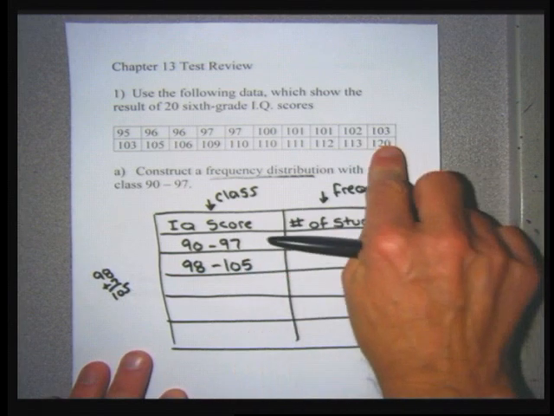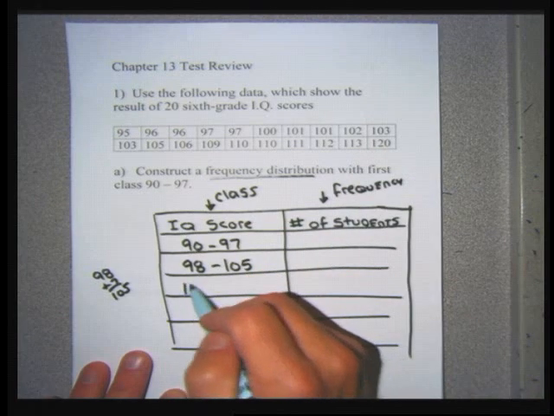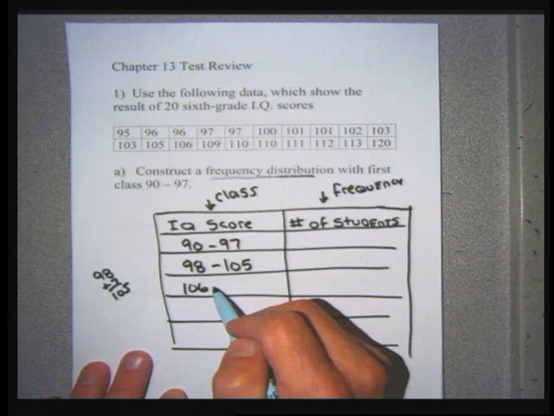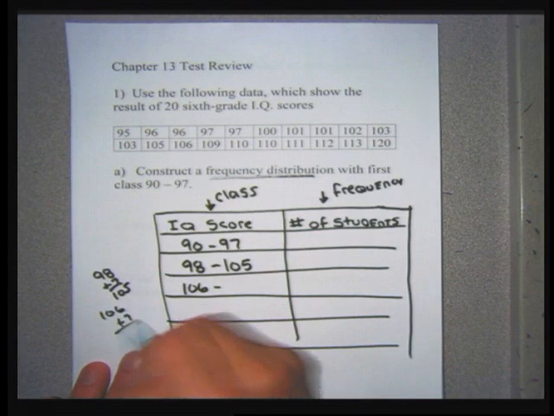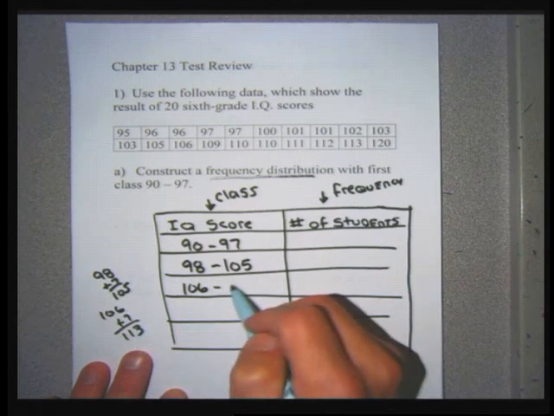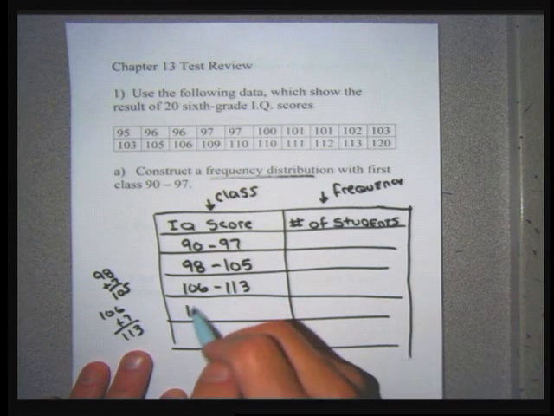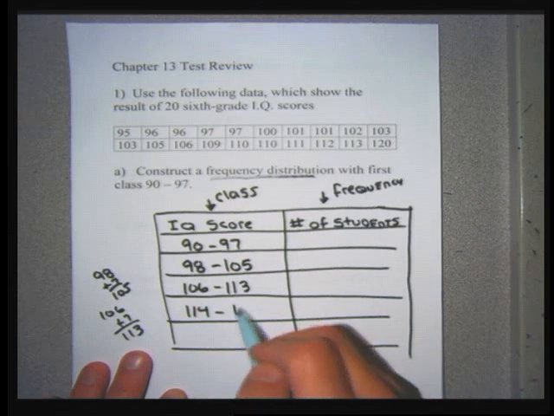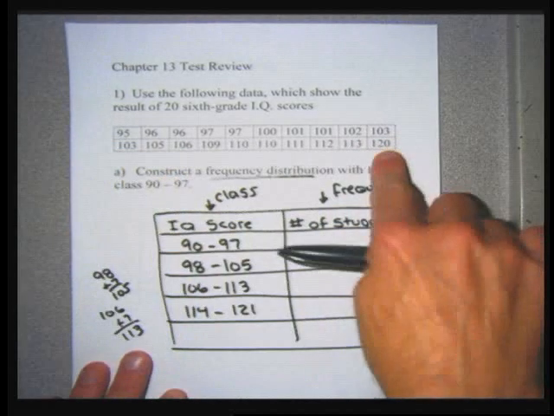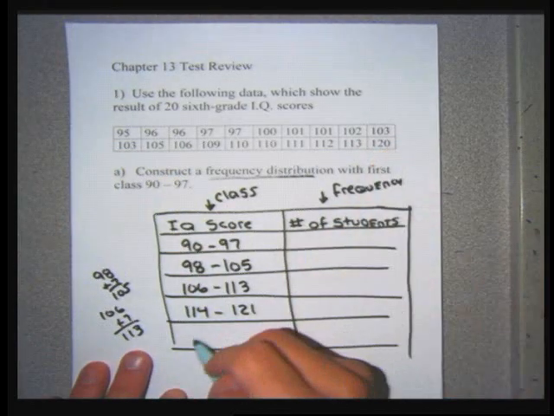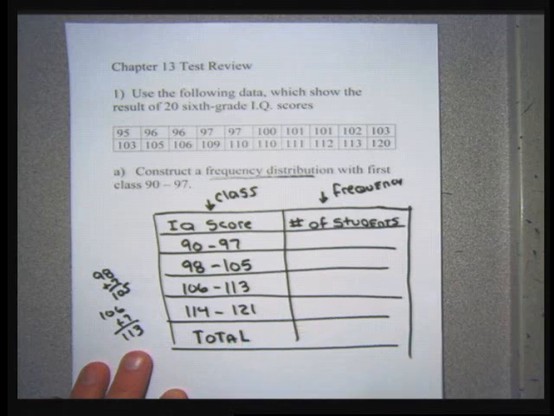I need to get up to 120, so 105 isn't a good enough ending number. I'll bump this up 1 and go to 106, and then 106 plus 7 is 113. Bump 113 up 1 to 114. 114 plus 7 is 121. So now I have room for every number between 95 and 120. And it's nice if we have the room to make the bottom row say total.